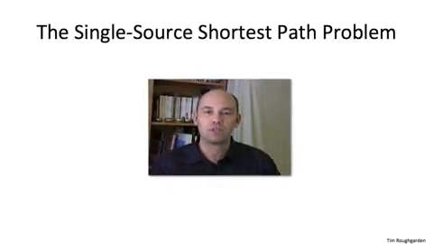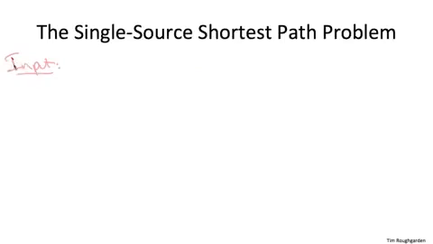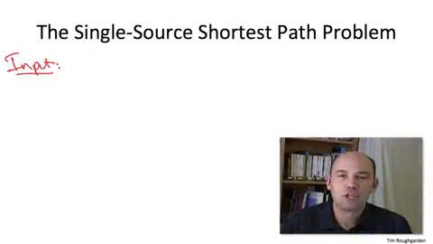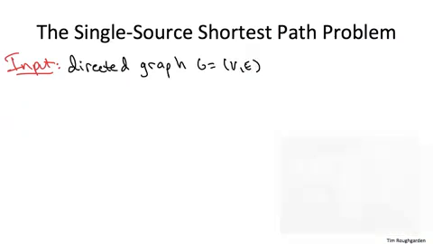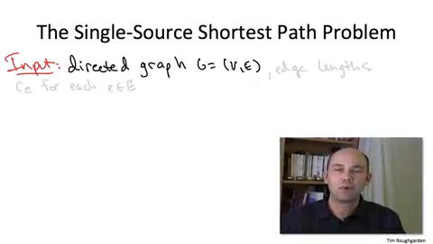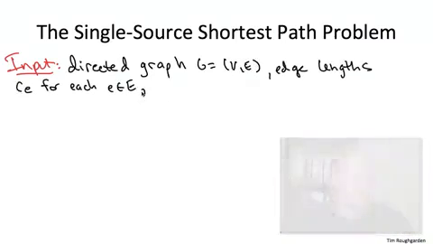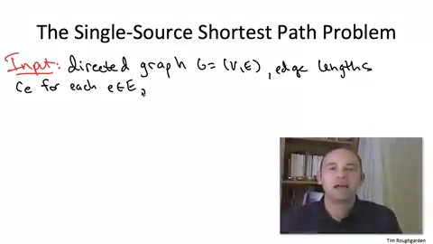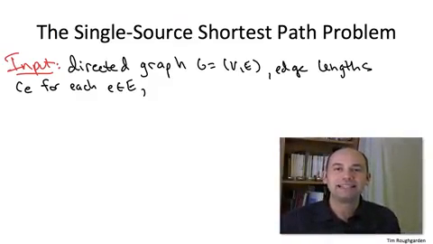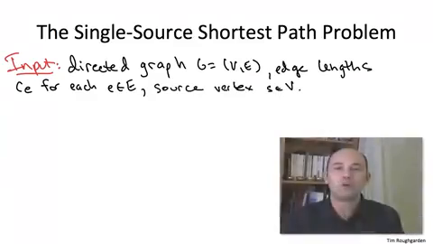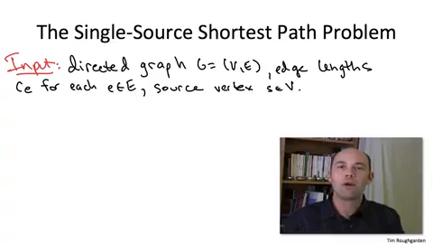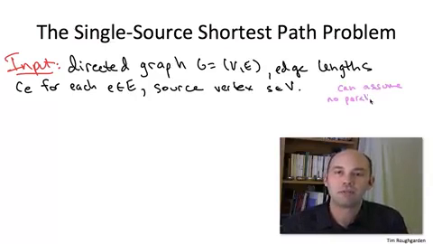What's the input? What's the output? We're given a graph, and when we talk about shortest paths, we're going to be discussing only directed graphs. Each edge of the graph has a length, which we're going to denote by C sub e. And one vertex, which we'll denote by little s, is designated as the source vertex. We're going to assume that the graphs are simple, that is, there's no parallel edges. The reasoning is the same as in the minimum spanning tree problem.